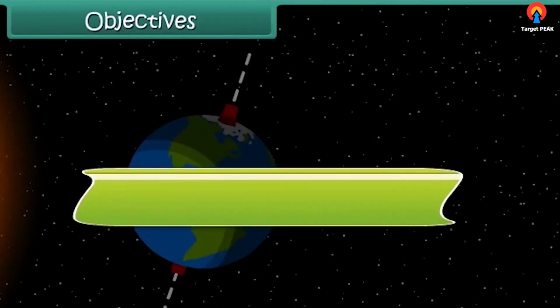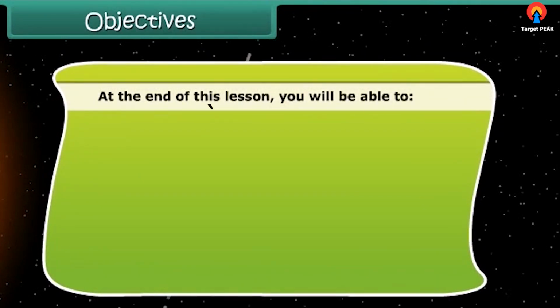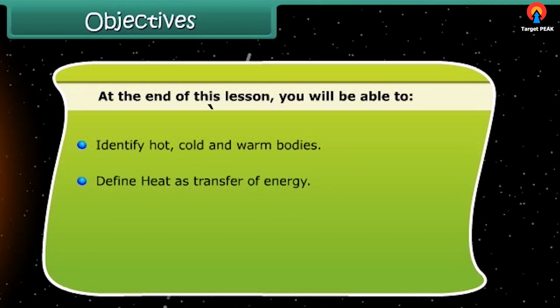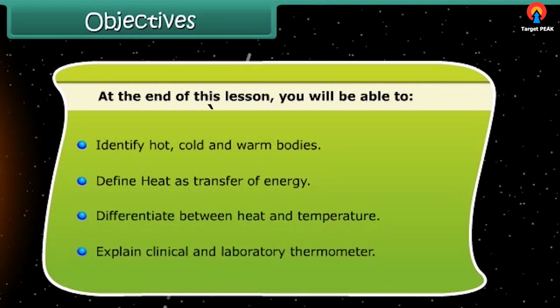Objectives. At the end of this lesson, you'll be able to identify hot, cold, and warm bodies, define heat as transfer of energy, differentiate between heat and temperature, explain clinical and laboratory thermometer.